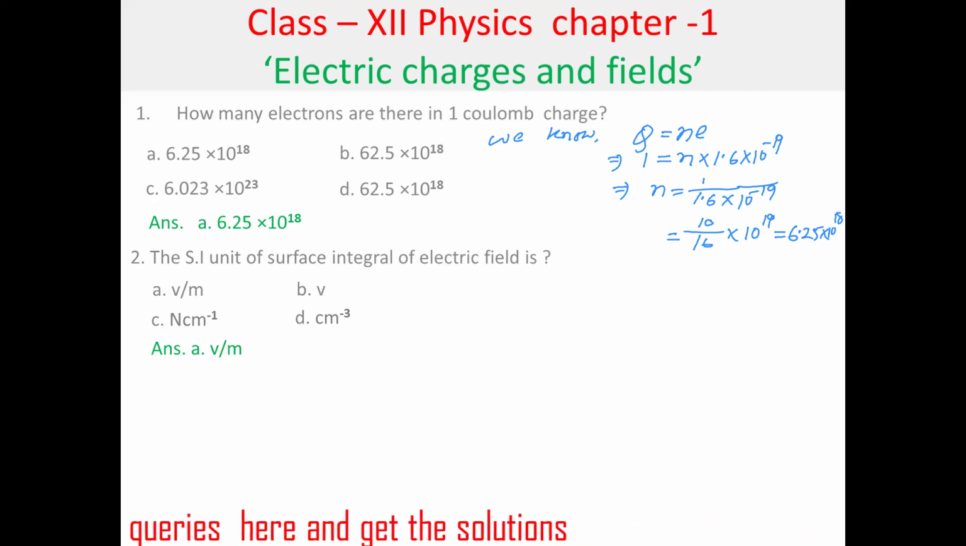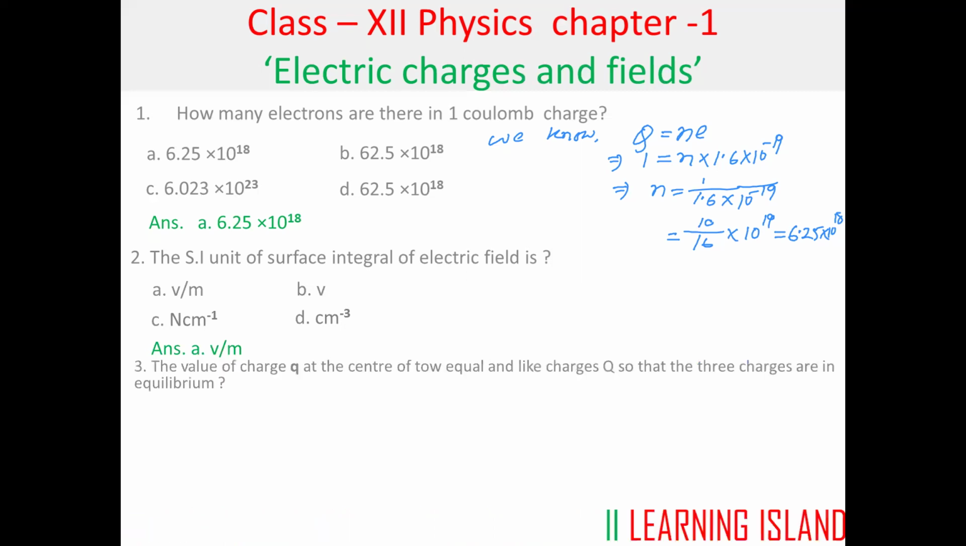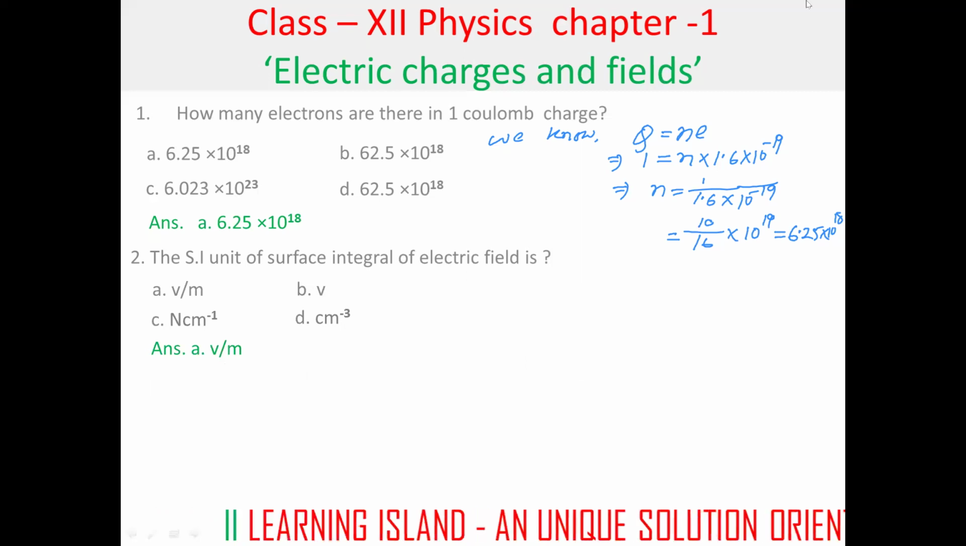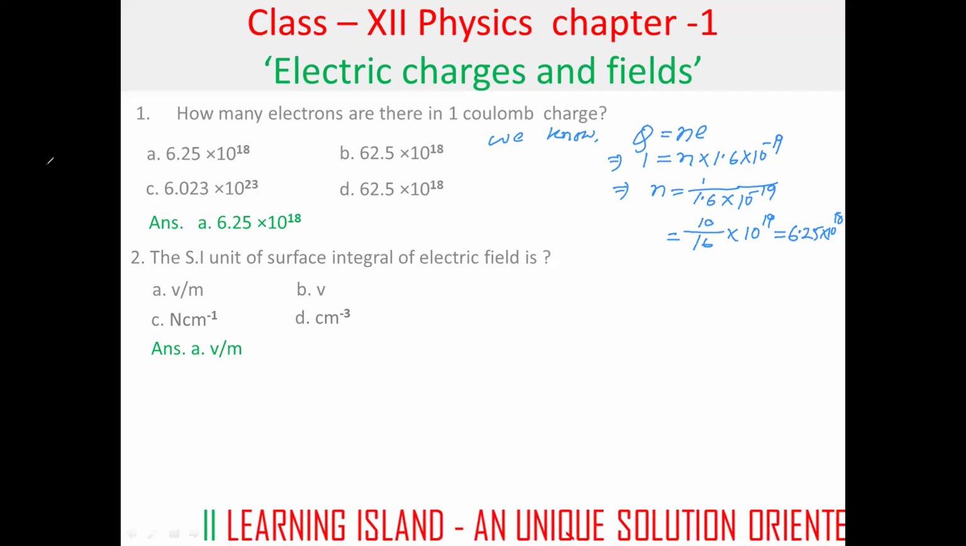So the answer may be, see, shown it. Suppose volt per meter is not there in the option, this answer may be Newton per coulomb also. The SI unit of the electric field is Newton per coulomb or volt per meter. Okay, because you know why it is volt per meter.